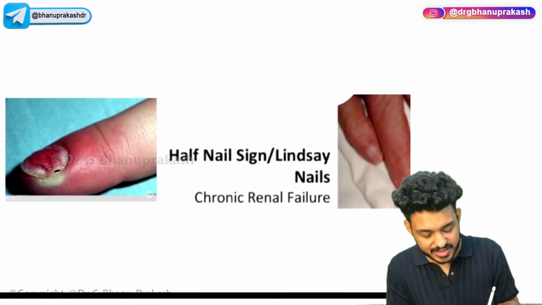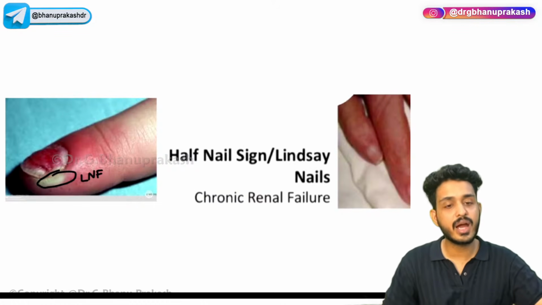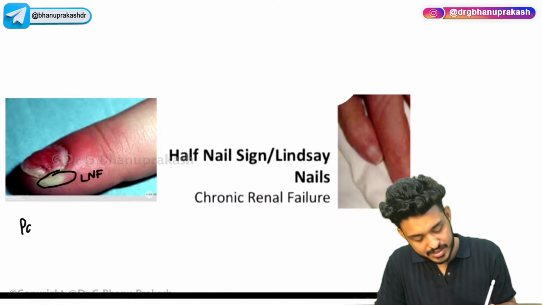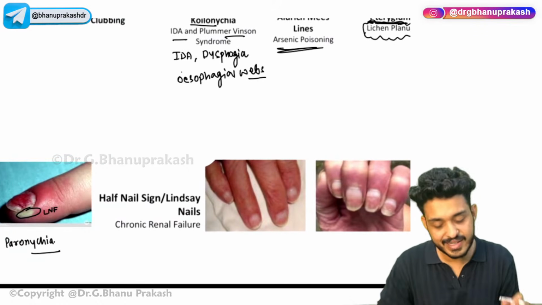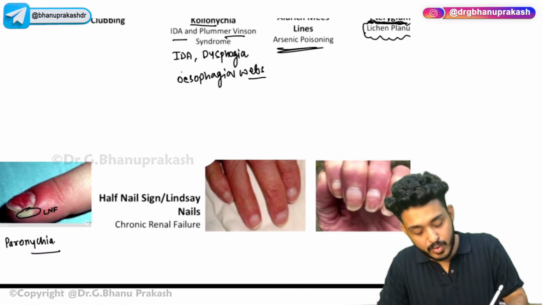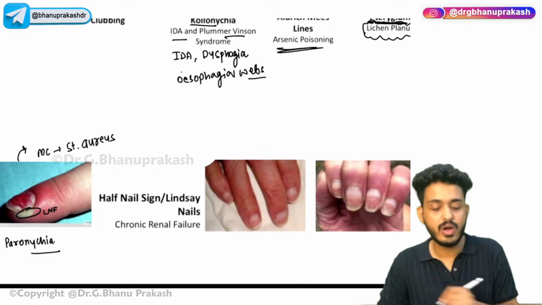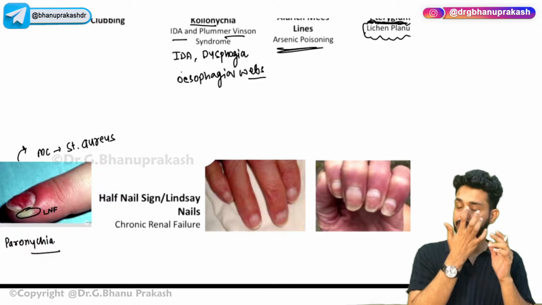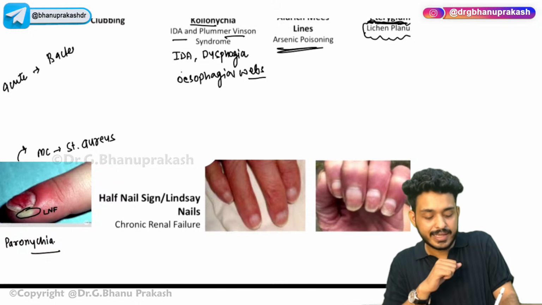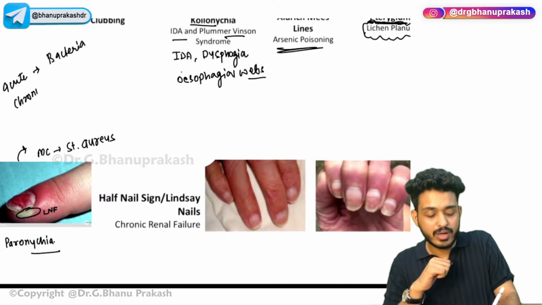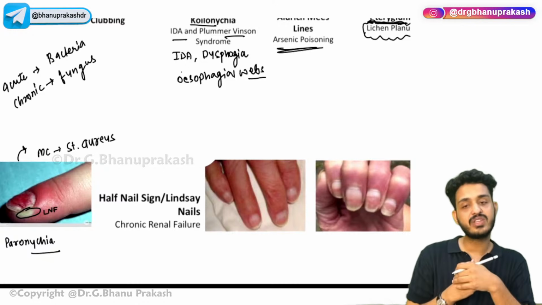Okay, try to answer this one. What is happening? This is your lateral nail fold, and it is having some kind of pus. This is known as paronychia. There is infection of the lateral nail fold, known as paronychia. The most common bacteria causing paronychia is Staph aureus. Remember, guys, in complete dermatology, any kind of acute infection is due to bacteria, and any kind of chronic infection is due to fungus. So fungal infection will be the chronic one.